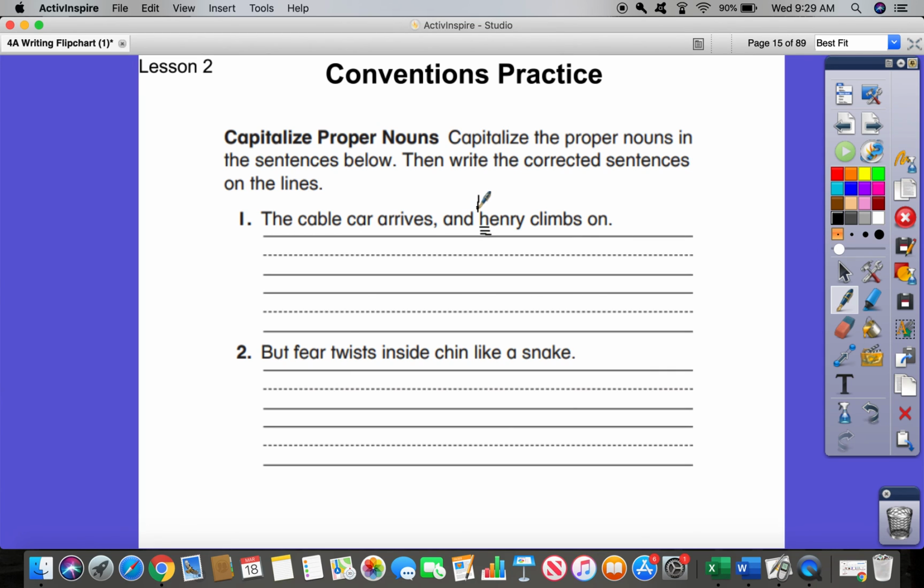And then what I want you to do is on top, you're going to make a capital. And then you're going to rewrite the sentence here. Now, also don't forget to capitalize that first letter, okay? So I showed you how to do number 1. I'm going to see if you're able to do number 2 by yourself.